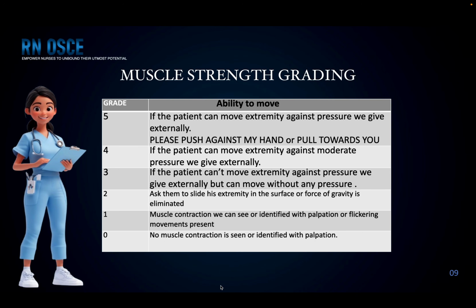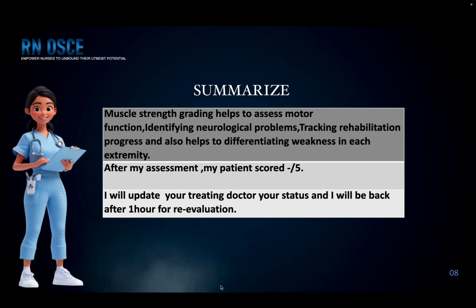So in this muscle strength grading, you have to verbalize initially, please push against my hand, I have to perform your muscle strength grading. So once done, you have to summarize this way. As I told you, it helps to assess the motor function. It helps to identify any neurological problems. We can track your rehabilitation process, and it also helps to differentiate the weakness in each extremity.